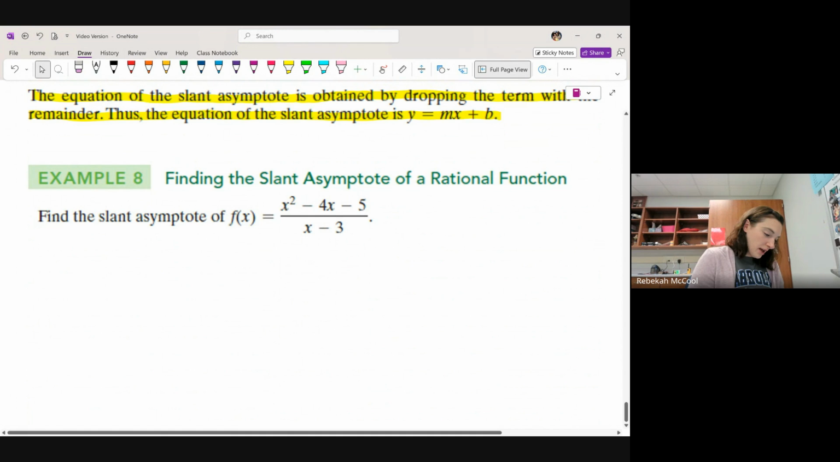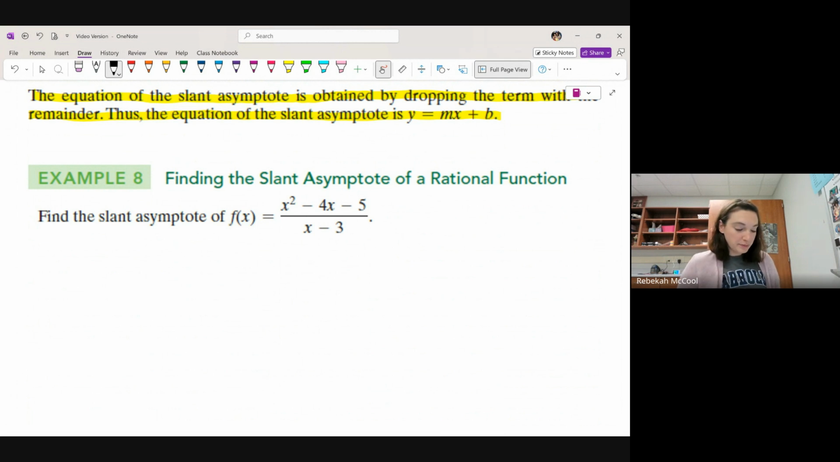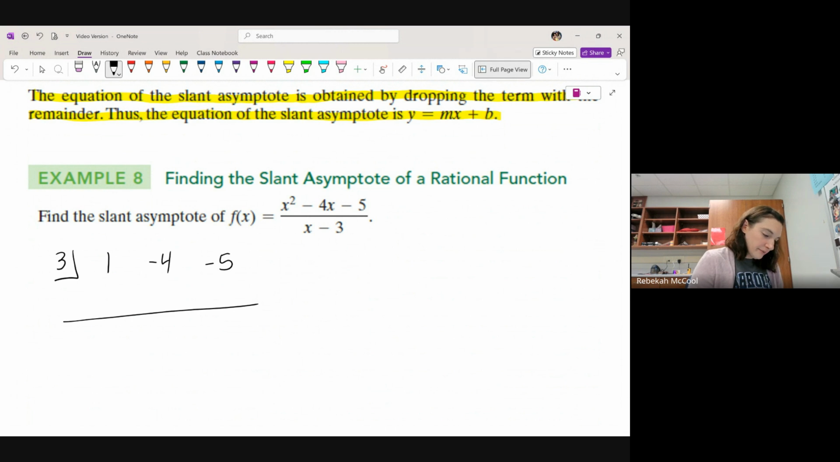So we've got x squared minus 4x minus 5 over x minus 3 that we're trying to find the slant asymptote for. The degree of the numerator is 1 degree bigger than the denominator. Luckily for us, our denominator is itself linear with a lead coefficient of 1, which means we can use synthetic division here. Remember, when you're doing synthetic division, the number we put in the corner is the 0 of the factor. So if we've got x minus 3, the 0 of that is positive 3. I'm going to grab the coefficients, 1, negative 4, negative 5, and then we're going to divide.